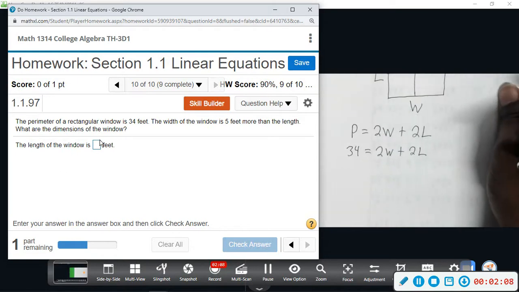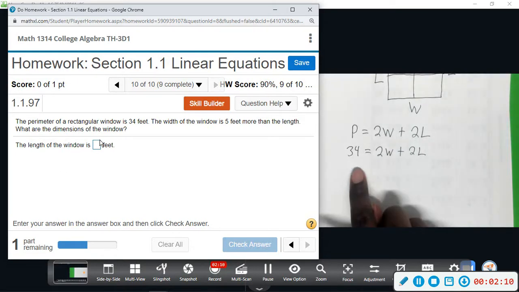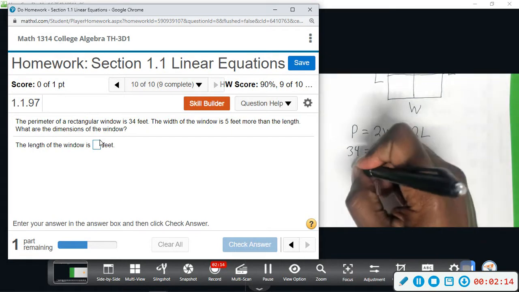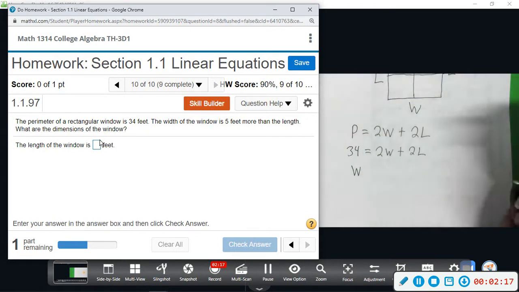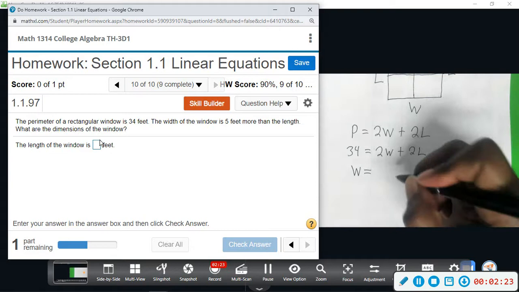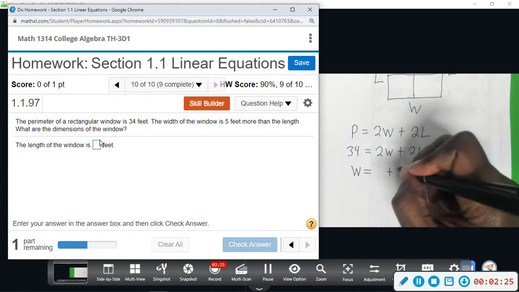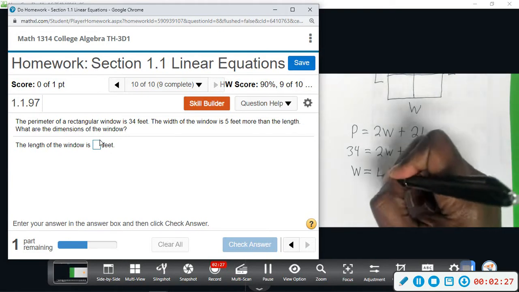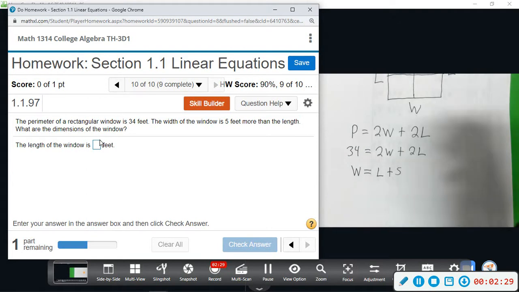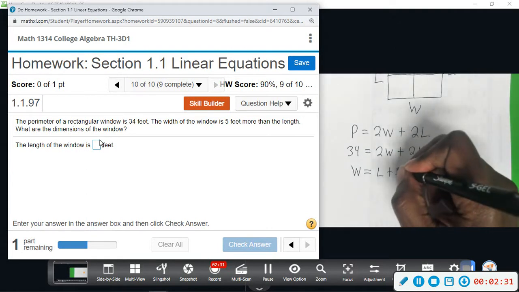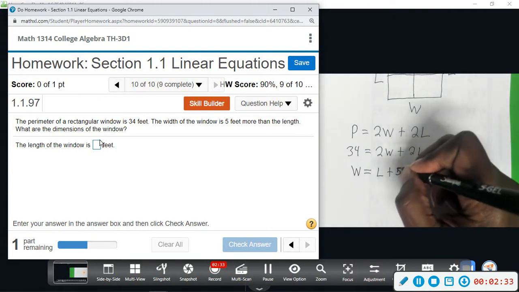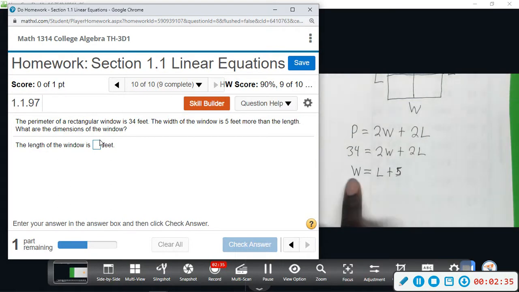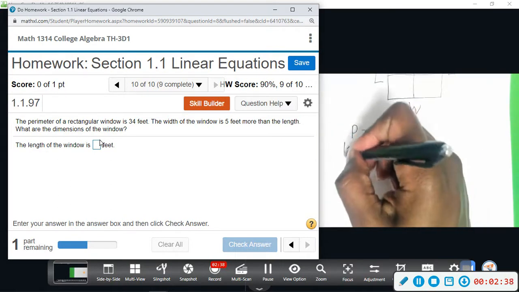Now we have one more thing. The second sentence says the width of the window, so W, the width, is 5 feet more than the length. So 5 feet more means I'm adding 5 to the length. 5 feet more than the length: L plus 5. Alright, so these are the two equations that we need.